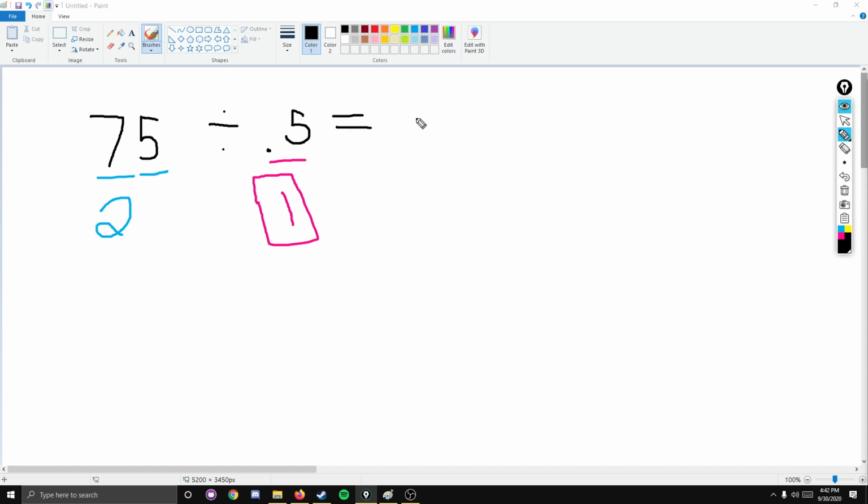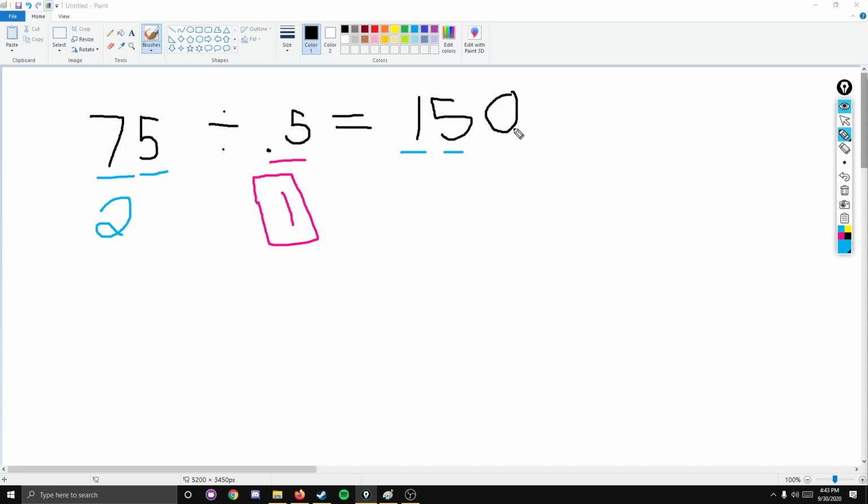If we were to do this problem normally, and we were to do 75 divided by 0.5, right, we would get 150. Notice that dividing by 0.5 is the same as multiplying by 2. So 75 divided by 0.5 gives us 150. However, you'll notice that we have 2 sigfigs here.